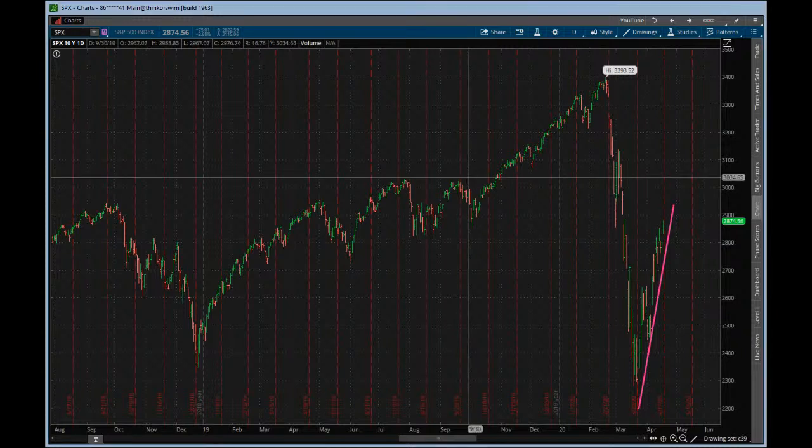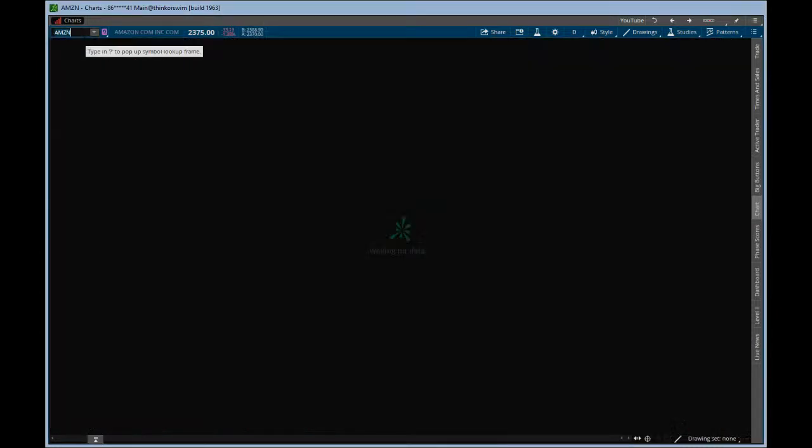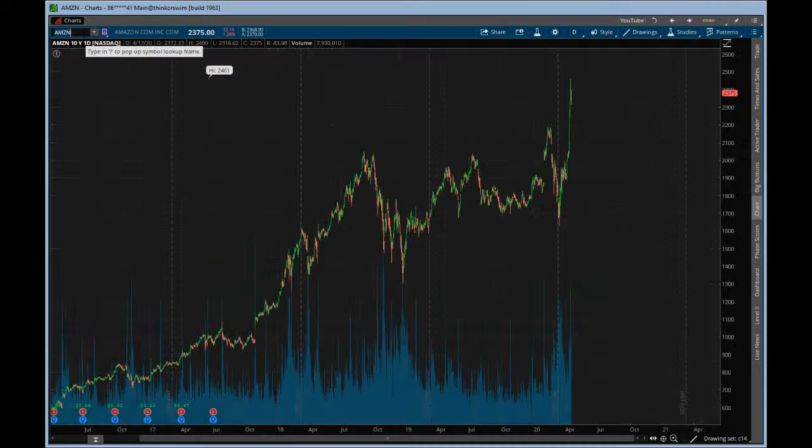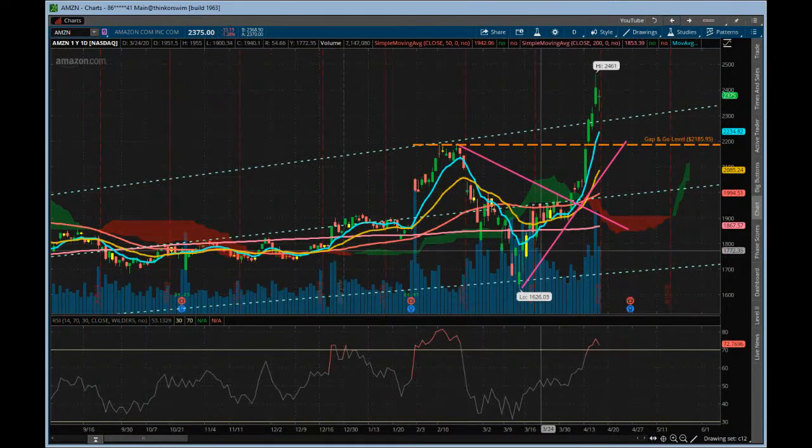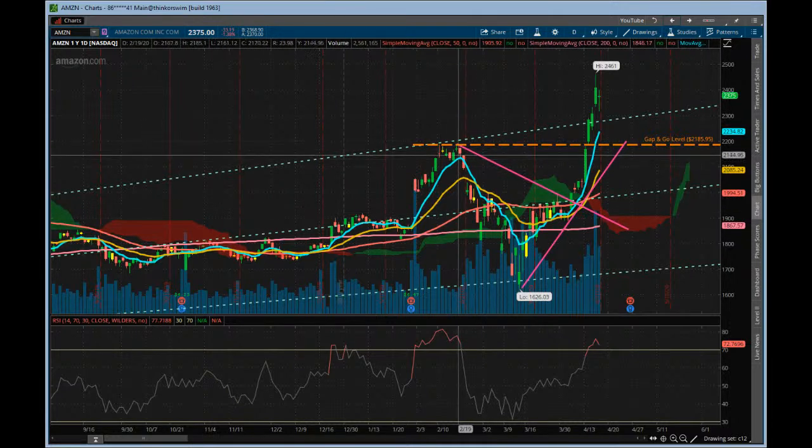So let's take a look at a recent example. Amazon. Amazon had a huge move up recently. Let's take a look at it on the candles here. Amazon had a huge move up. What was interesting is that it held up pretty well.